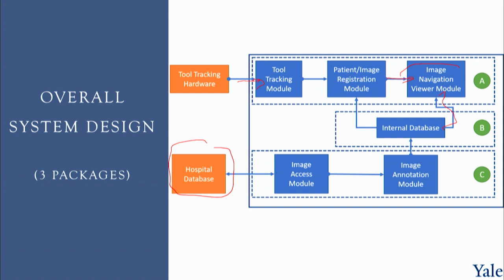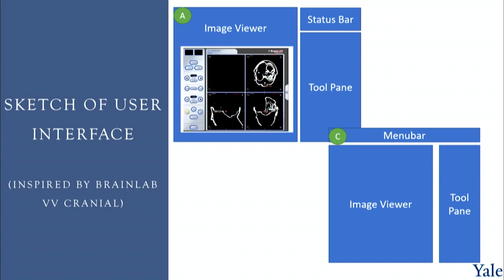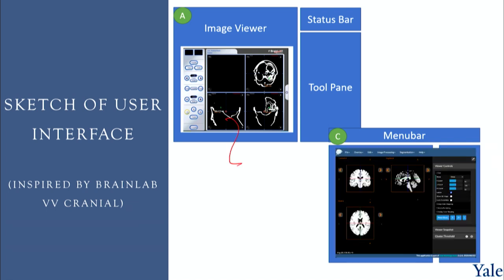In addition to the design, we have to provide some sketches of the user interface, and this is for the two user-facing systems. Perhaps the navigation system will look like the BrainLab system, and this is inspired by an old version of Vivid Cranial. So this is this picture here. And perhaps the package that gets used outside the operating room will look like the software package on the bottom right. This is Yale Bioimage. It's an open source image viewer, image analysis package that we've developed over the last 10, 20 years.